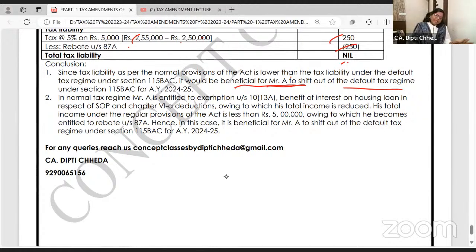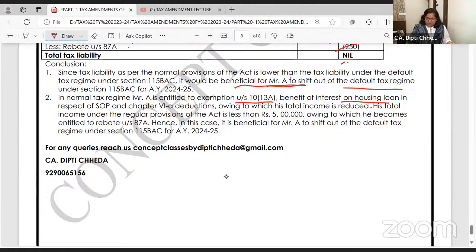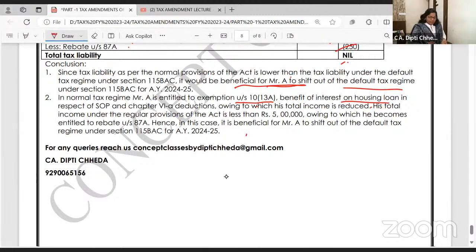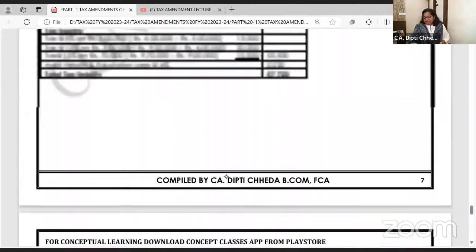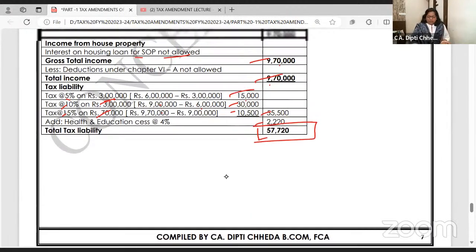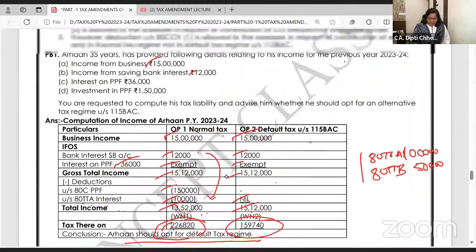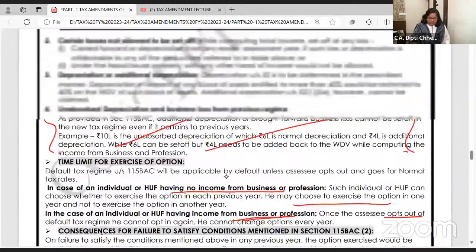Acha ma'am, next time can he go for default? Yes, because he's not having business income, he can go. Yeah. In normal tax regime, he is entitled for 10(13A). है ना, क्यों नॉर्मल में टैक्स कम क्यों आया? Because interest on loan deduct किया, HRA, house rent allowance, there it's fully taxable. Here you have claimed the exemptions. Okay, so it is less and you can go for it. There are 3 more problems to be solved in our regular batch, but I hope this is clear. Okay, solve it in writing, ask me your doubts.